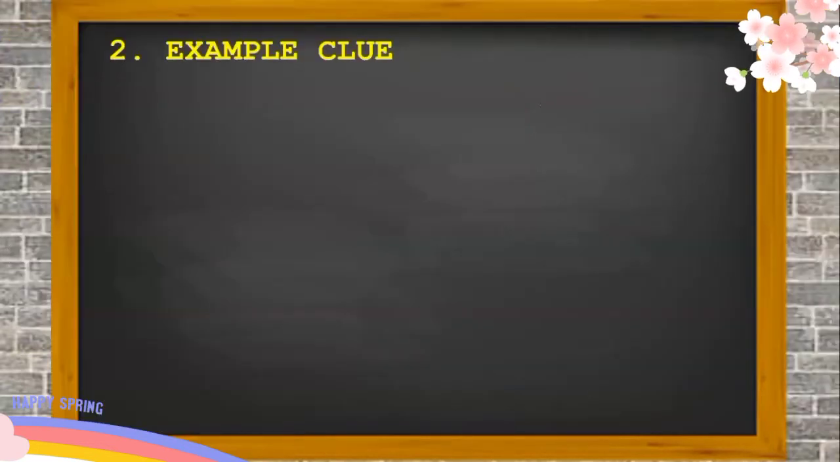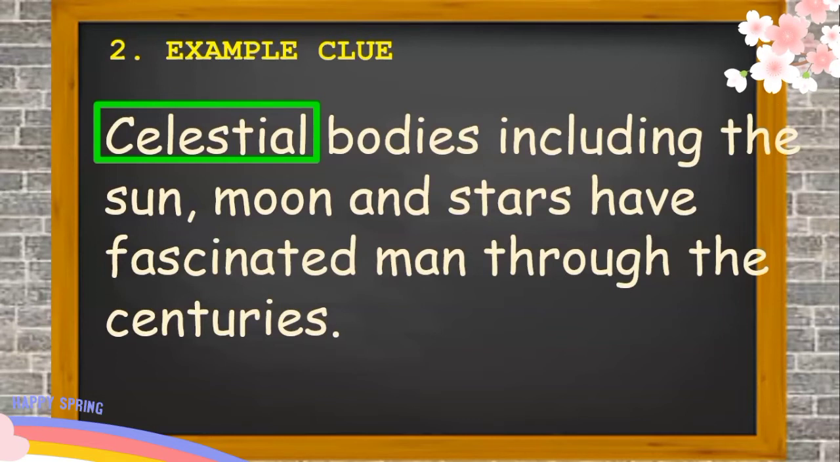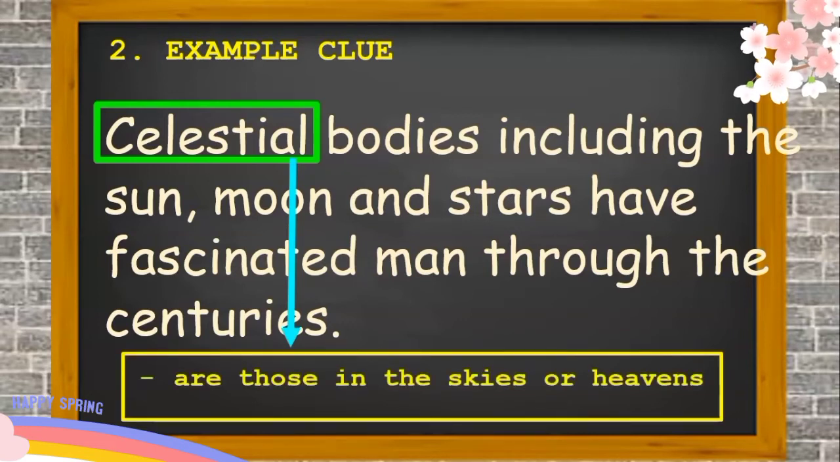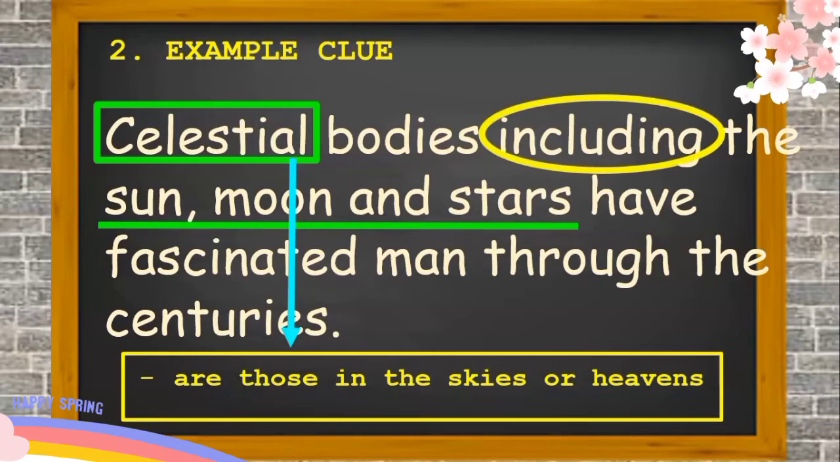Let us try a sentence here. Celestial bodies, including the sun, moon, and stars, have fascinated man through the centuries. So the unfamiliar term here is celestial. Based on the example clue in the sentence, we could say that celestial objects are those in the skies or heavens, right? Because there is an enumeration of examples like sun, moon, and stars. And we also have the term including. That is your signal word for you to tell that the given clue is an example clue.